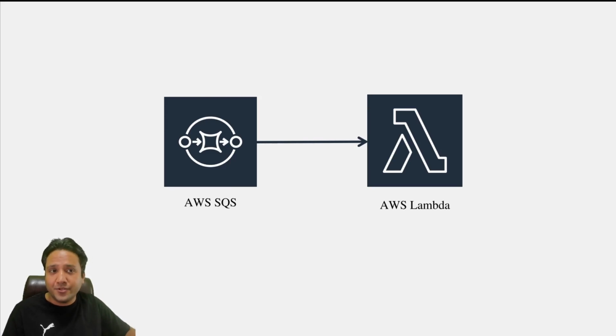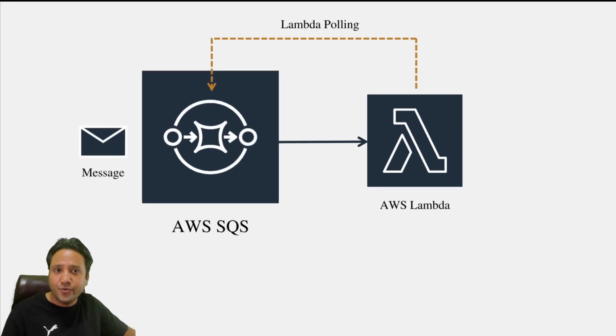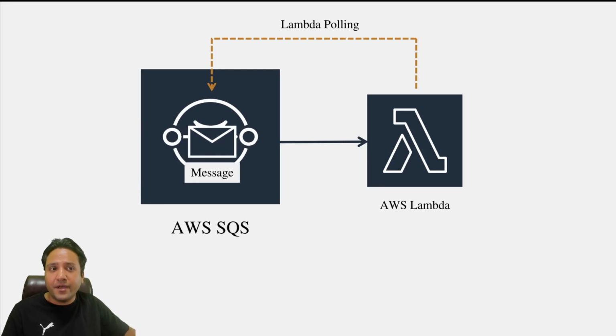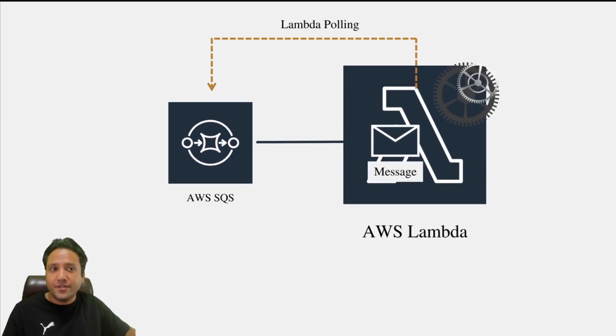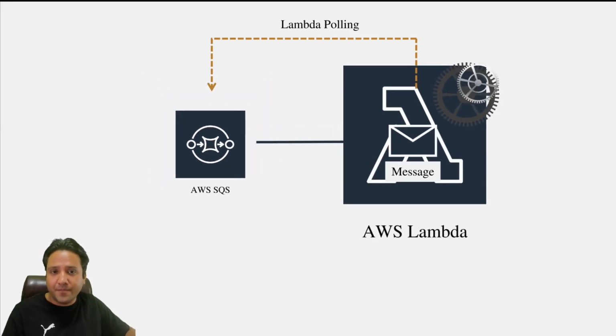Once the mapping is done, the AWS Lambda will start polling the AWS SQS, and whenever some message reaches the queue, it is going to be taken by AWS Lambda because it is continuously polling this queue, and that's why the message will be processed by AWS Lambda. And this is how we are going to test everything locally, and that is the main agenda of this video.